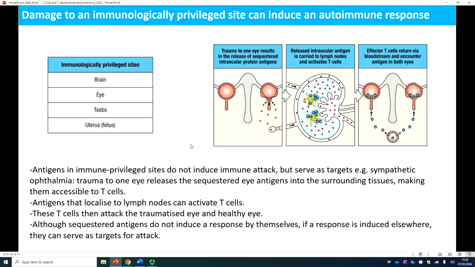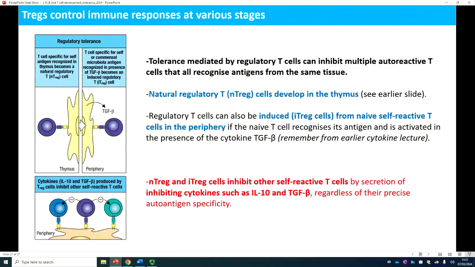But if you get damage to one of these areas, so let's say you have damage to one of your eyes, that's potentially going to release antigens from your eye into the surrounding tissues. This can make their way to the lymph node, and you can then start to get activation of T cells, and these can then migrate into the healthy tissue of the eye and mediate an autoimmune reaction. So this is obviously not a good situation to be in, because this is leading to autoimmunity. So we need ways that we can correct that, and that's where tolerance is coming in to this situation.